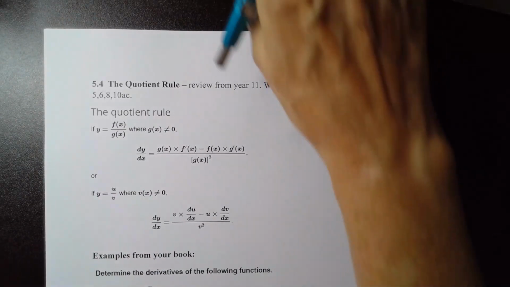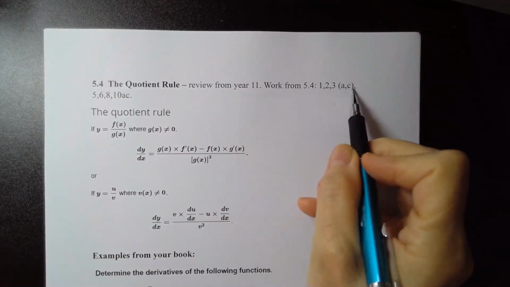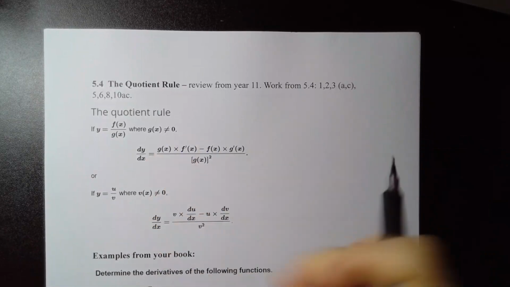Quotient rule. You can see there's a few problems up there to do. For 1, 2, and 3, just do A and C. All right, so this complicated rule is the quotient rule.